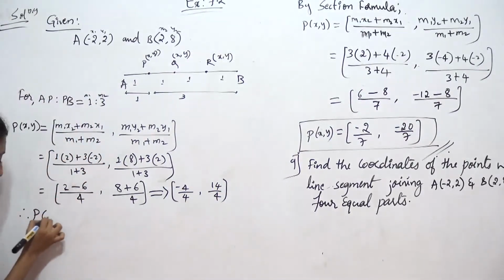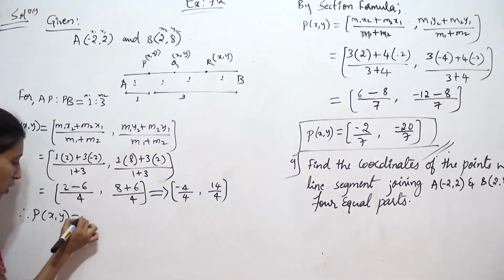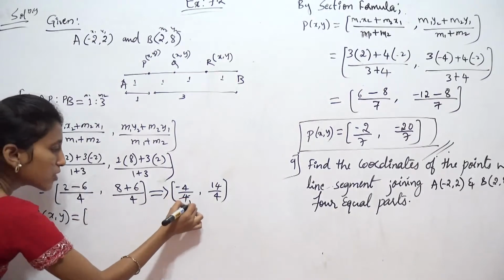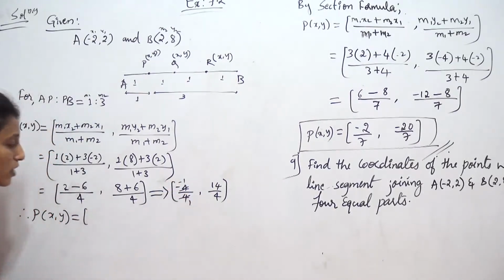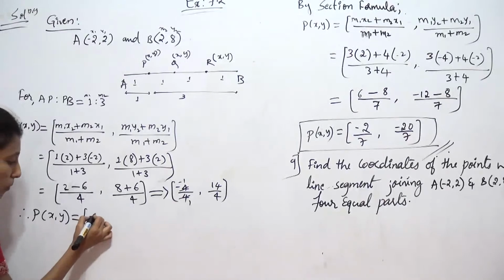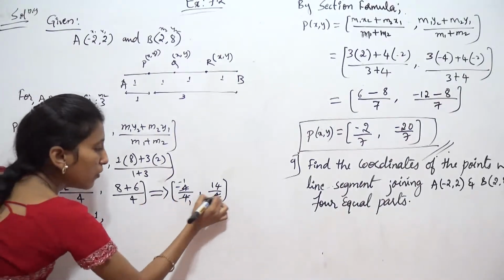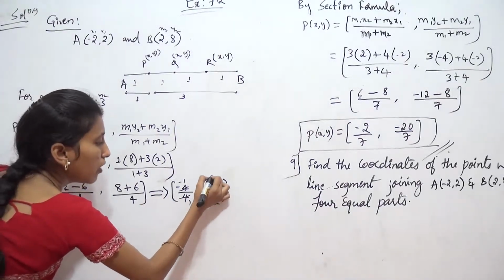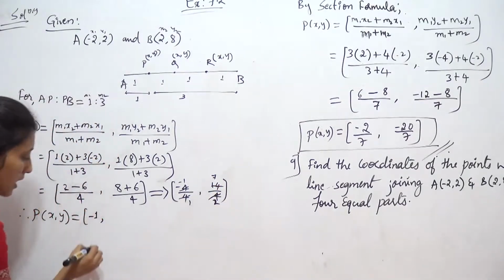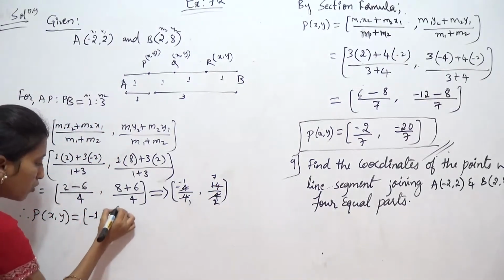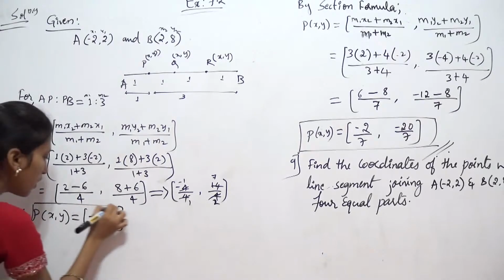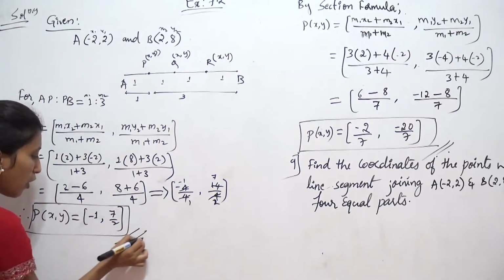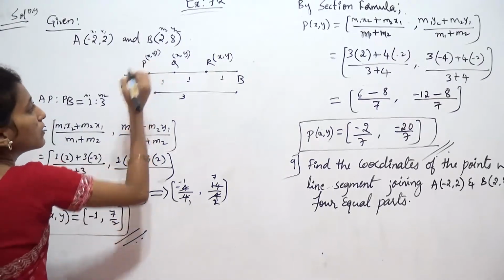Therefore, P of x comma y, we get the coordinates as 4 by 4, which is 1, minus 4 by 4, which is minus 1. So minus 1 comma 4, 2 2s are 4, 2 7s are 14. So 7 by 2 will be the coordinates of P of x comma y. We got this one now.